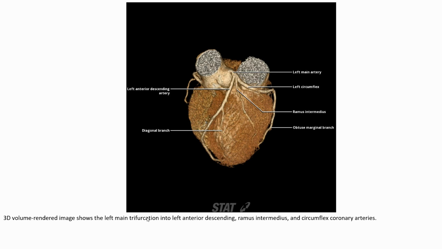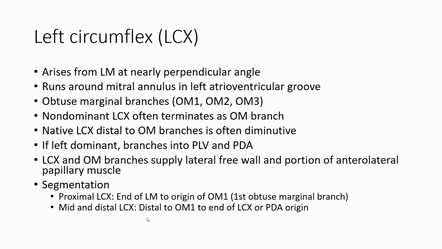Three D volume render image, so the left main trifurcation into left anterior descending, ramus intermedius, and circumflex coronary artery. Left circumflex. It arises from the left main coronary artery at a nearly perpendicular angle and runs around the mitral annulus in the left atrioventricular groove. Obtuse marginal branches OM1, OM2, OM3. A non-dominant left circumflex often terminates as an OM branch.